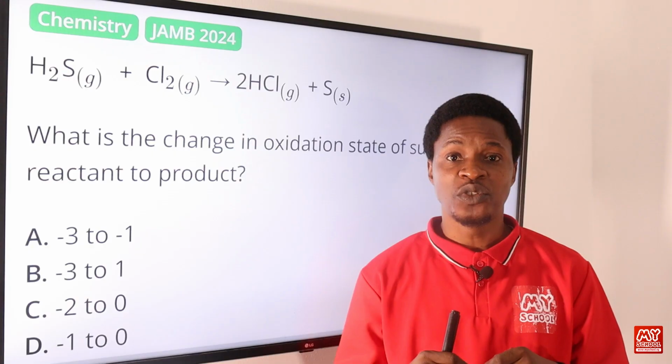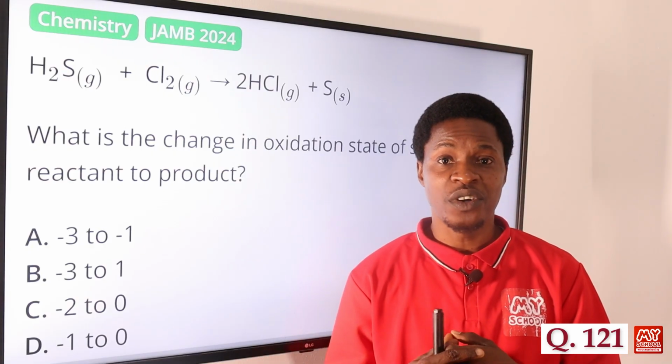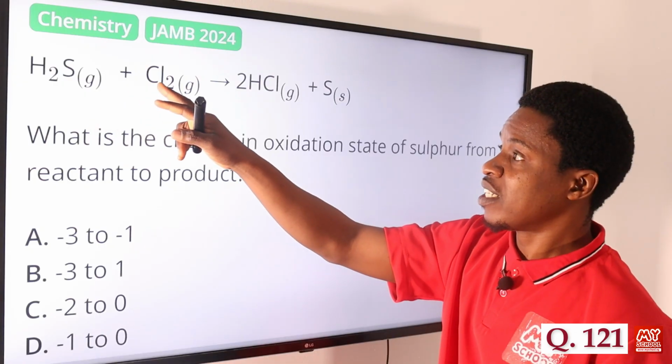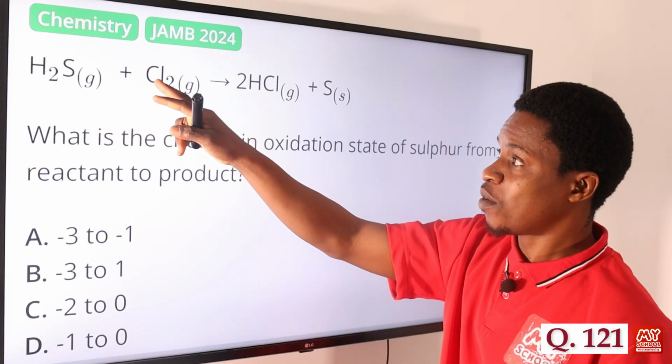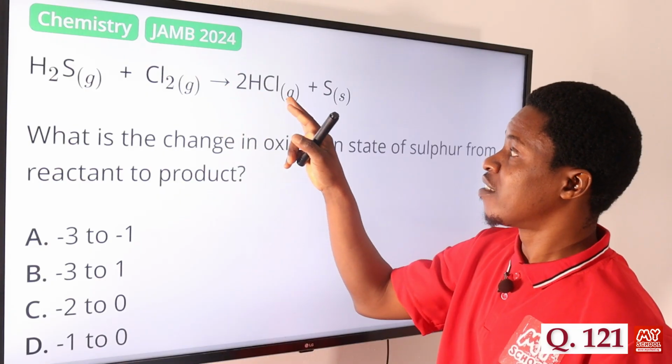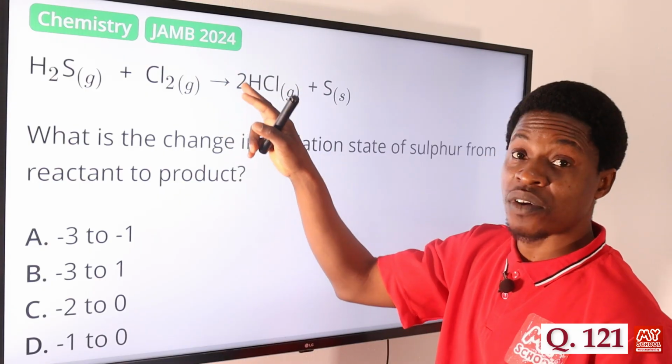Now let's move on to question number 121. H2S reacts with chlorine gas, Cl2, and then we have 2 moles of HCl gaseous, so that means hydrogen chloride.